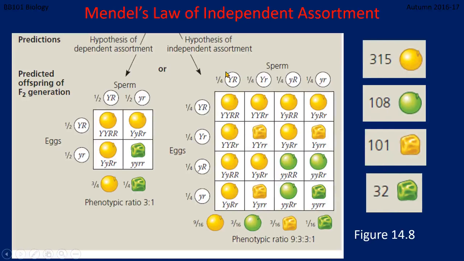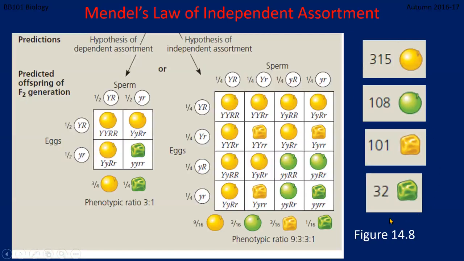Now when you think about the hypothesis as independent, your sperm gametes will be written like this, all possible combinations, and similar for the egg. When you take the combinations of these sperm and egg gametes in a particular row and column, you see out of 16 in this probability, the phenotypic ratio will be 9:3:3:1. The 9 will have yellow and round shape, the 3 will have green and round shape, 3 will have wrinkled shape and yellow color, and 1 will have wrinkled shape and green color. And this is exactly what Mendel saw.